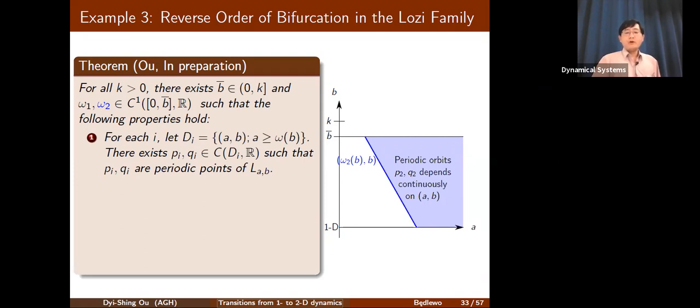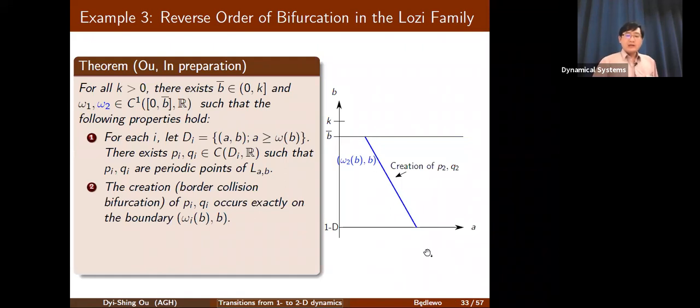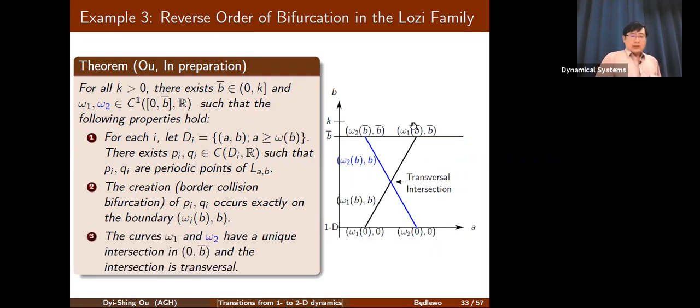there exists a pair of periodic points which depends continuously on the parameters a, b inside this region bounded by these curves. And the boundary is exactly where the pair of periodic orbits are created. And we can also get that these two curves intersect. The intersection is transversal. As you can see, when b equals 0, the whole system reduces to the one-dimensional tangential case. And when b bar is greater than 0, the whole order of creation flips. So this gives a counterexample in higher dimension, in two dimensions, saying that the kneading theory breaks down in higher dimension.